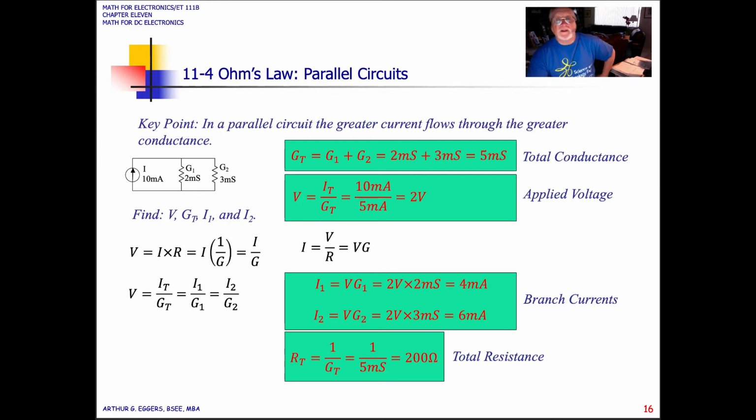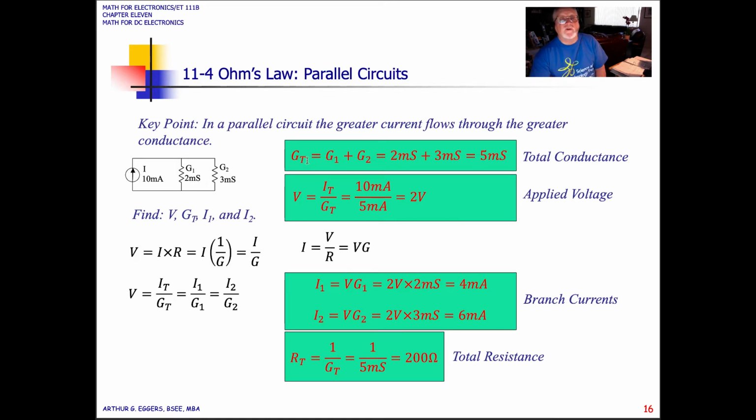So in a parallel circuit, it becomes a little more complex. Again, in parallel circuits, it's sometimes easier to use conductance instead of resistance. So if we take a look at the circuit, we're given two values of conductance and the total current in the circuit. Notice our symbol has changed over here from a battery to a current source.